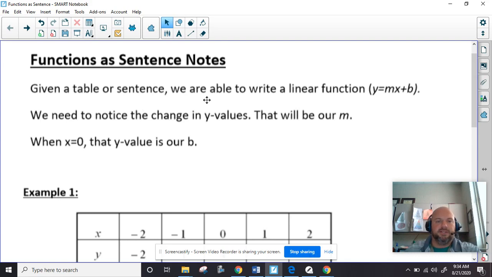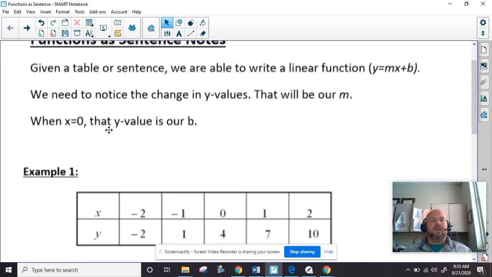Now, it says given a table or sentence, we're able to write it for. Now, we're going to do this. This is our linear function, and we can change this to like f of x or whatever as we go on. And we'll look at that a little bit more. This is close to like some linear modeling, basically. So it kind of covers a little thing. All right. We need to notice the change in y values. That will be our m. Okay, that will be our slope. And when x equals 0, that y value will be our b, or our y-intercept. Now, like all my notes, this doesn't make sense until we actually start using it.